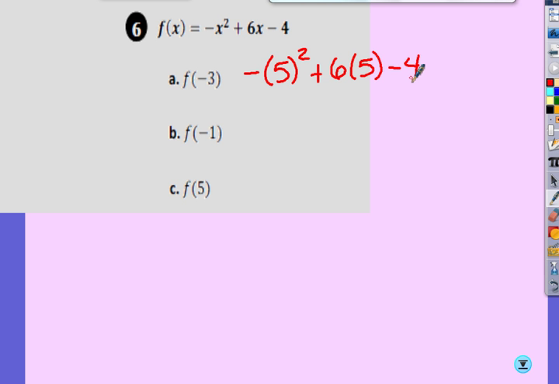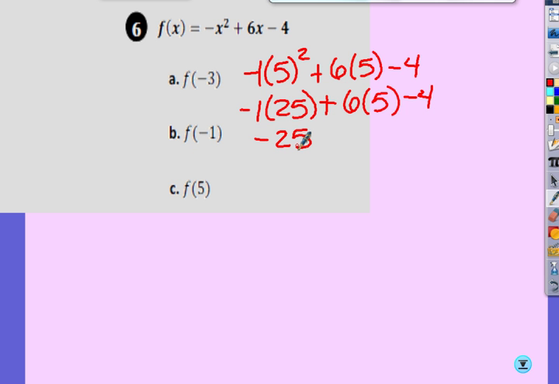Again, start by multiplying 5 by itself, therefore squaring it. 5 squared is 25. However, don't forget you have a negative 1 being multiplied on the front. Multiply negative 1 times 25 to give you negative 25. Multiply 6 times 5 to give you positive 30. And bring down your minus 4. Negative 25 plus 30 is 5, and 5 minus 4 is 1.